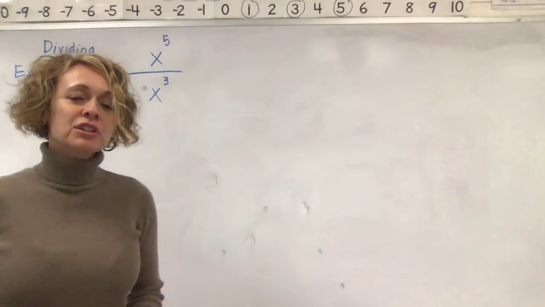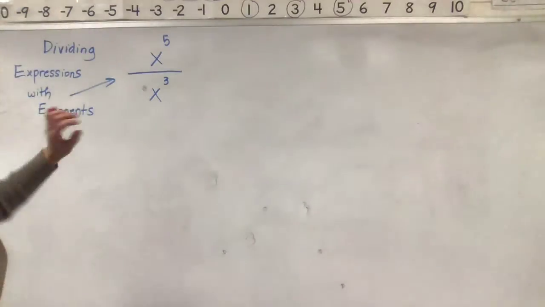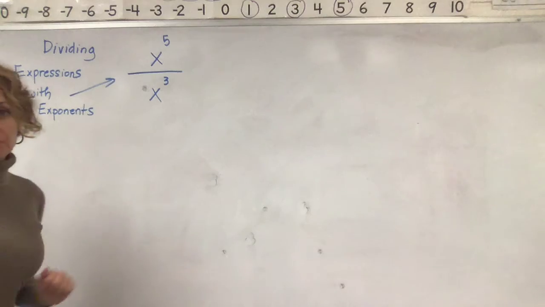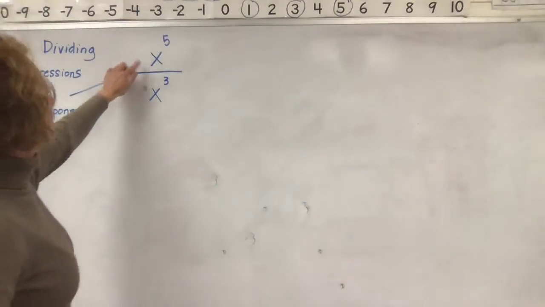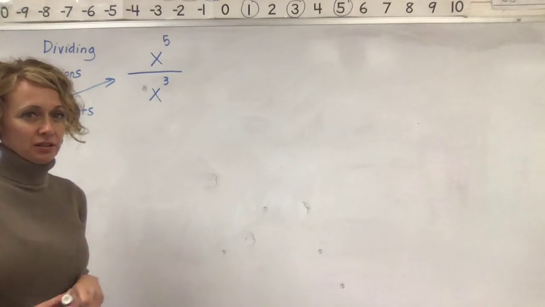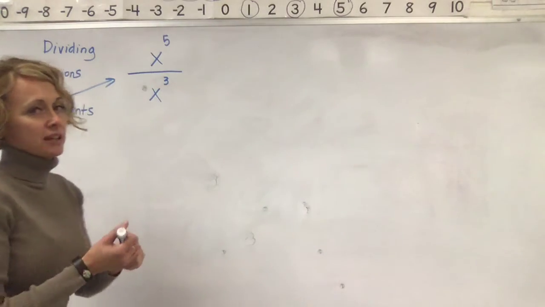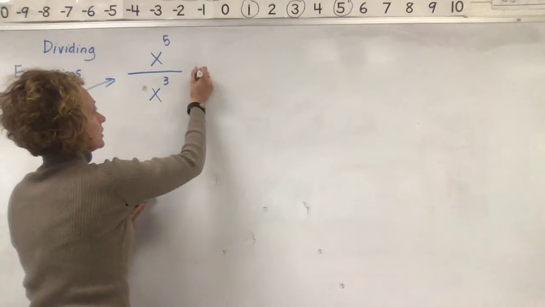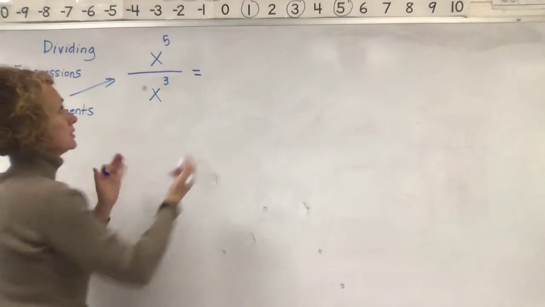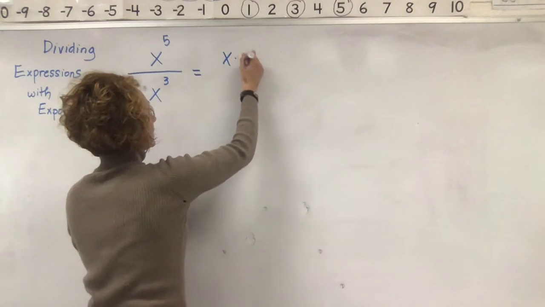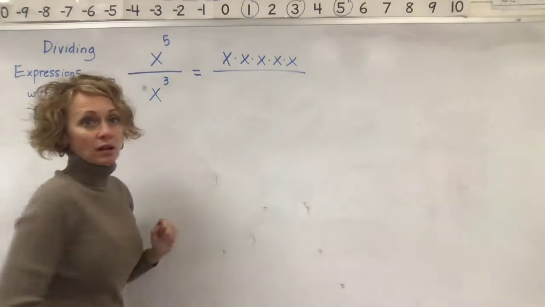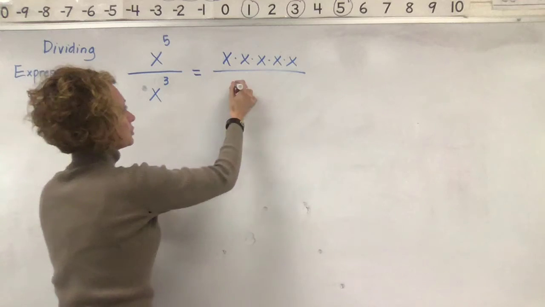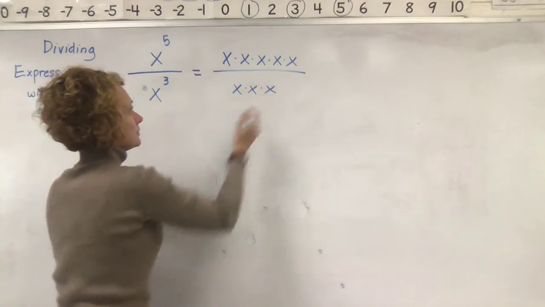Hey, in this lesson, I want to talk to you about dividing expressions that have exponents on them, okay? So I've given you an example right here of x to the fifth divided by x to the third power. And let's talk about what that looks like if I wrote it out without the exponent. So on the numerator, I would have x times x times x times x times x, 5 of them, over x cubed, which would be x times x times x.